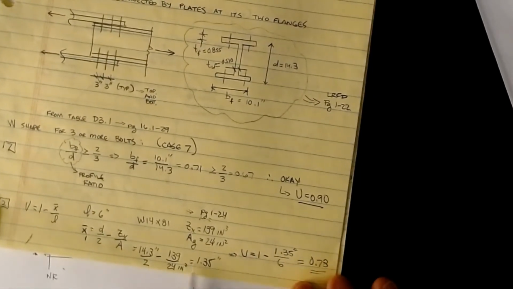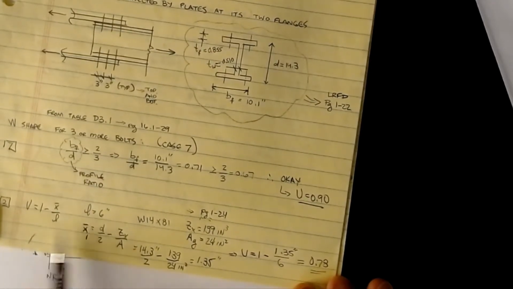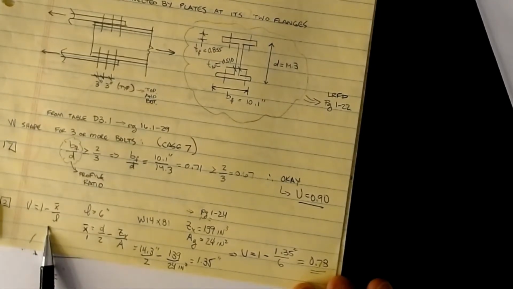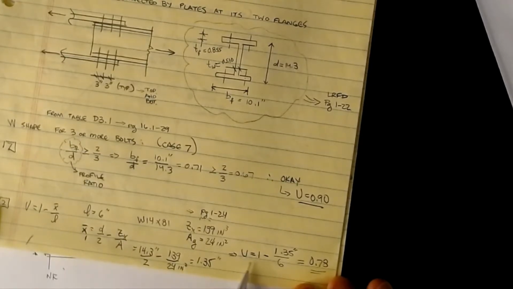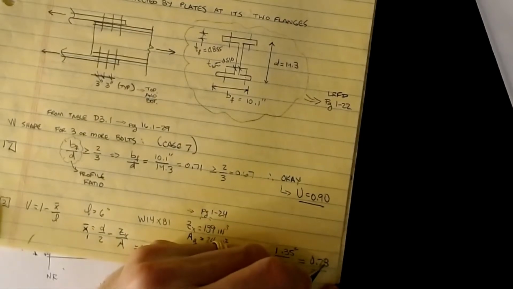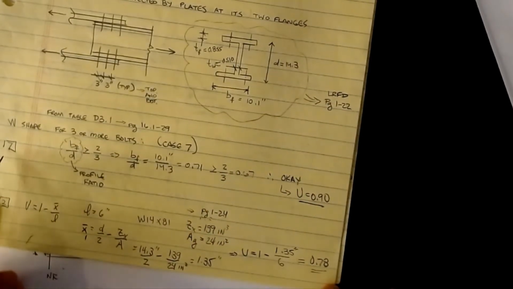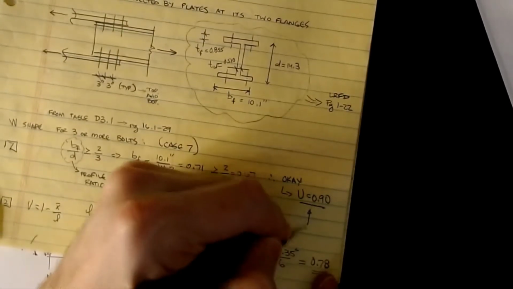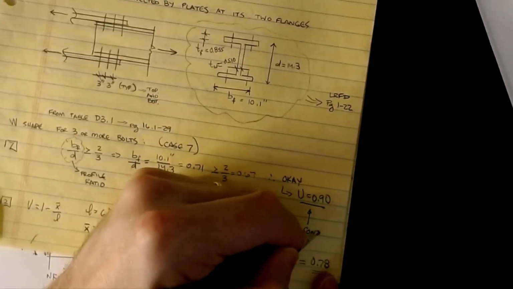So 1.35 is what we're going to use. Going into case 2, it's 1 minus X bar over L. That's this formula. I now have my L of 6 inches and my X bar of 1.35, and if I calculate U from this, I get a value of 0.78 from case 2. Now again, the note on the bottom of case 7 says you're allowed to use the higher of the two. So this is what you're going to use as your controlling U value.